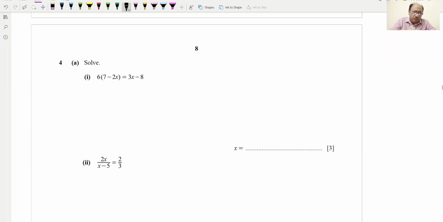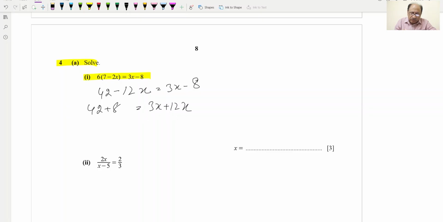Now question number four is an algebraic equation. We have to simplify this, and to simplify this we can shift 6 to the other side. We have to find the value of x, so we'll open the bracket. 6 7s are 42, minus 6 into 2 will be 12x, is equal to 3x minus 8. Now we can shift this minus 12x to the other side, so it will be 3x plus 12x, and minus 8 we can shift to the other side, so it will be 42 plus 8.